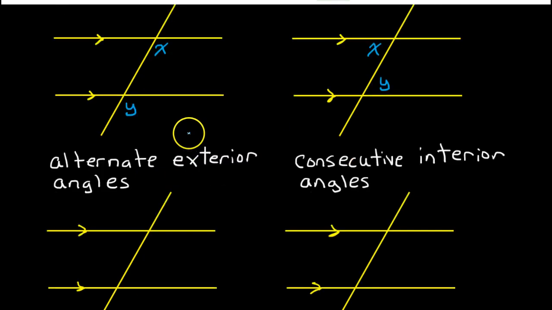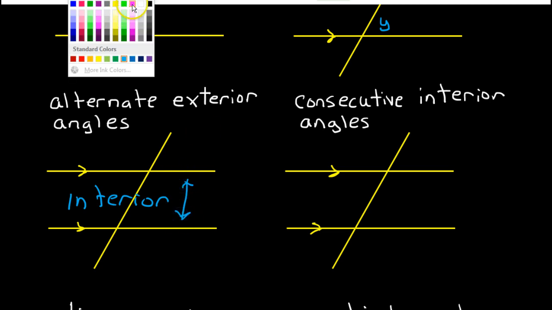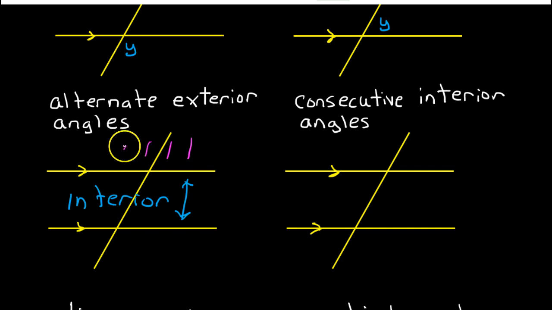Anyway, so let's do some more vocabulary. Alternate exterior. Well, if this is the interior, here inside between the lines, then exterior must be out here, outside the lines. So we have the interior is between and the exterior is not between.